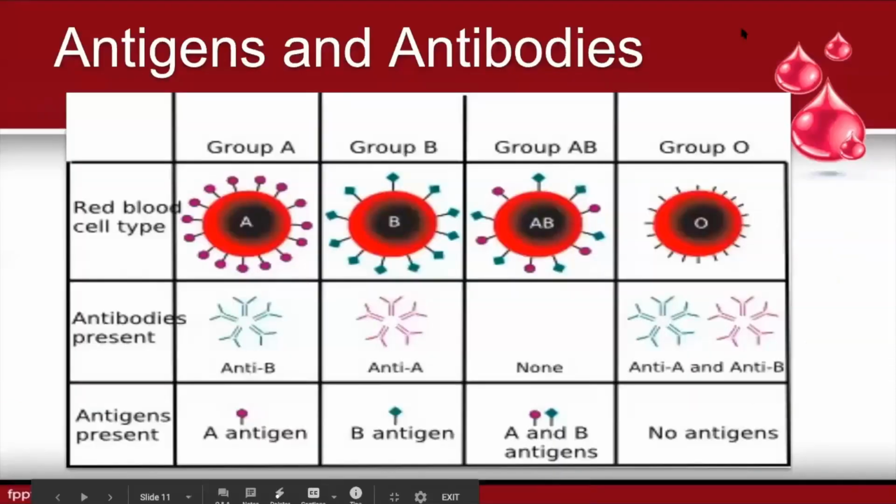Okay, so this is showing you that same thing, the different proteins that are on the surface. If it's A, it's got this circle. If it's B, it's got this diamond. If it's AB, it has both. And if it's O, it has neither.